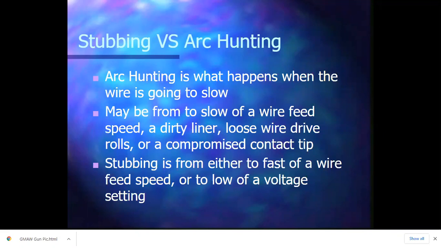I'll often just do a demo in class. I'll say, hey, this is arc hunting, this is stubbing, and I'll grab a welder and crank up the wire feed speed way over the voltage so that there's a big imbalance between the two. Then I'll just let that wire smash off the plate and show you guys that. Then I'll do the opposite. I'll do the wire speed way down or the voltage way up, and it'll burn that back almost to the tip. Hopefully we don't mess up a tip while doing that.